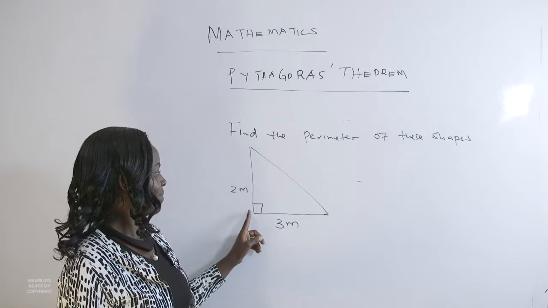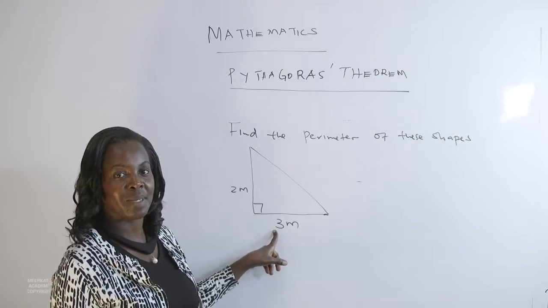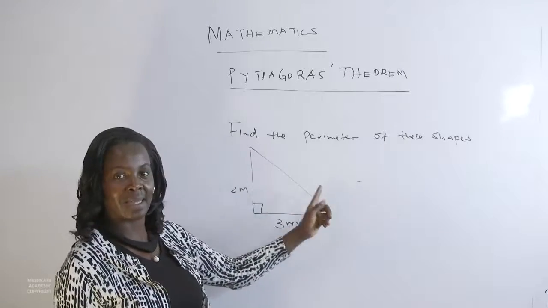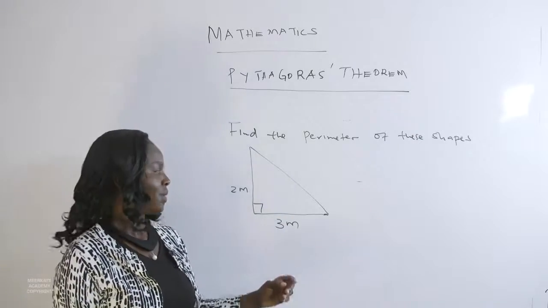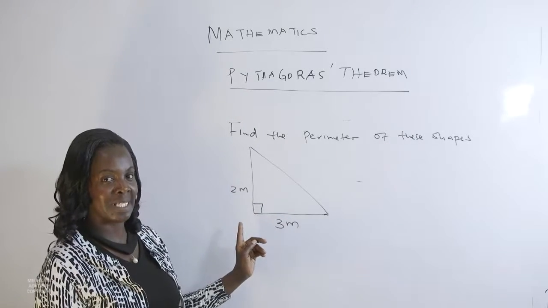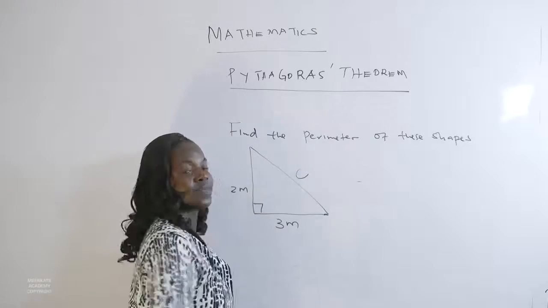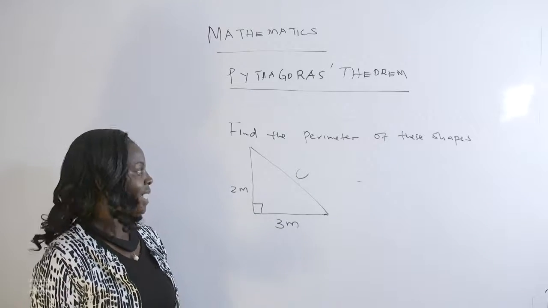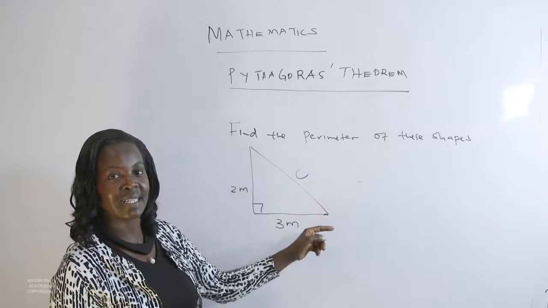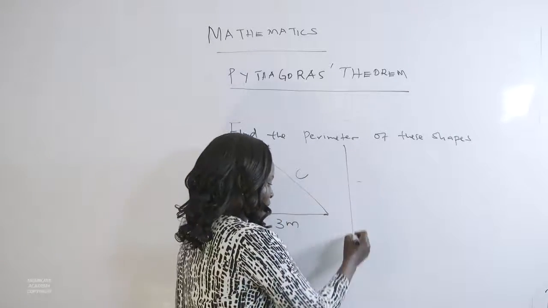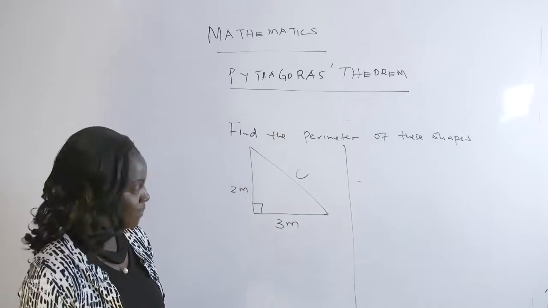So the perimeter of the triangle, we learned in the previous lesson, is the distance all round the outside of the shape. But we are given, this is 2 meters, this is 3 meters. This side is not known. How do you go about finding the perimeter? The first thing that you need to do is to find the length of the side that is missing. And to be able to do that, we use the Pythagoras theorem.